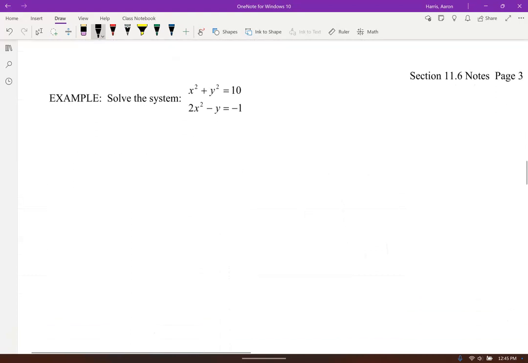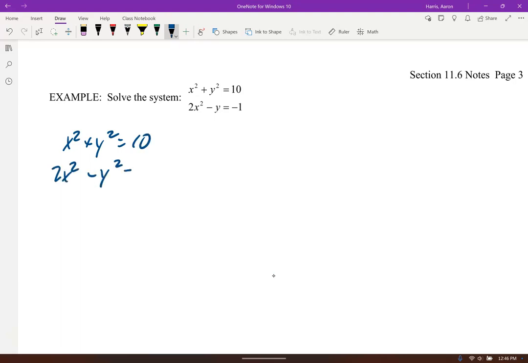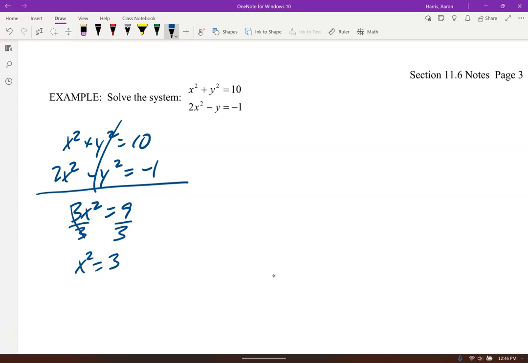Let's take a look at this next one here. X squared plus y squared equals 10. I'm going to go ahead and use elimination again. And notice on this one, the y's cancel. So what I have is 3x squared equals 9. Divide by 3. Then x squared equals 3. So I could square root on that.